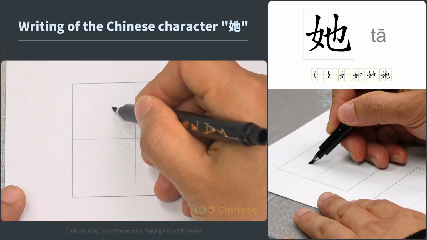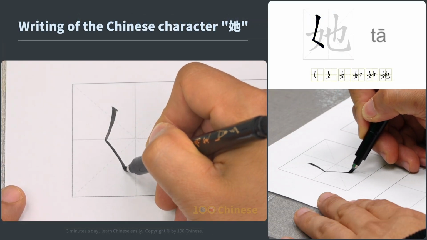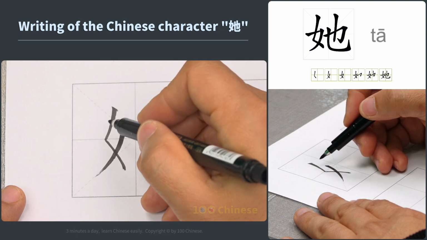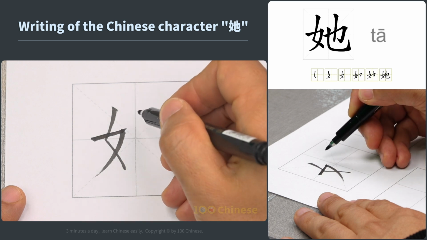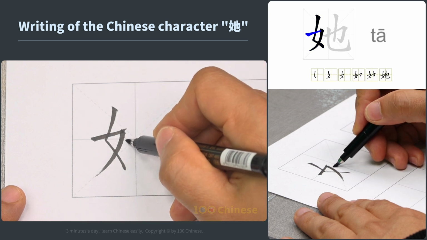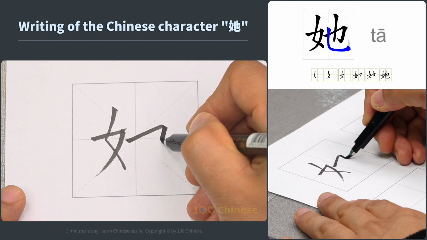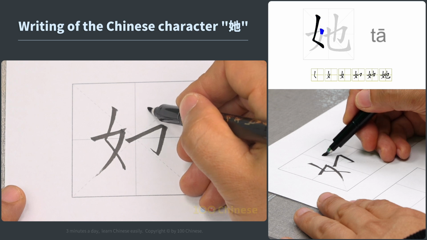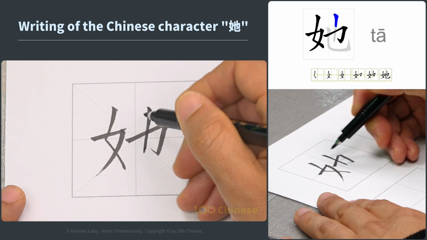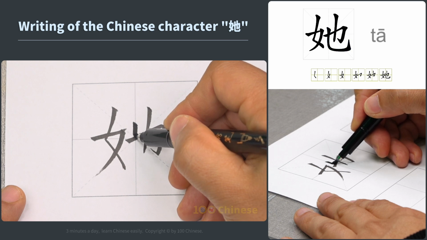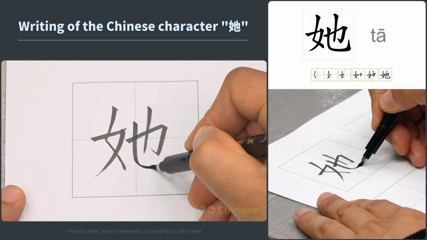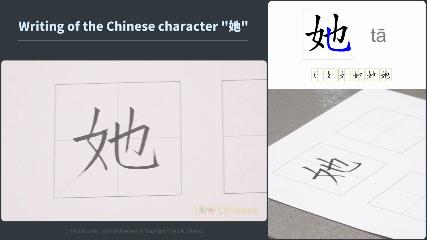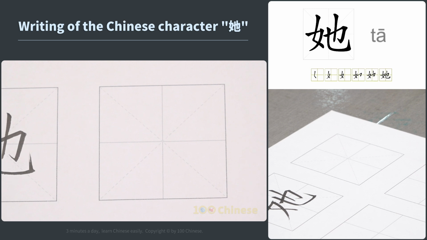Alright, let's see how to write it. Pay attention to this character. Keep the left narrow and the right wide.